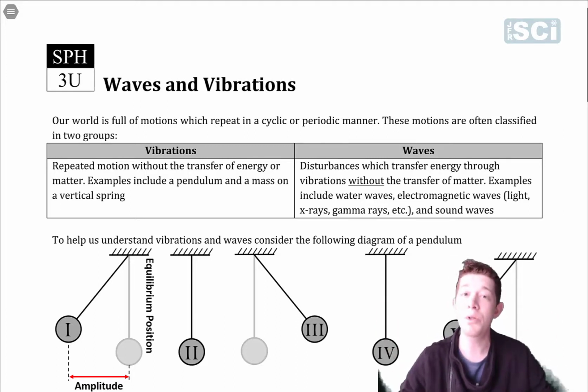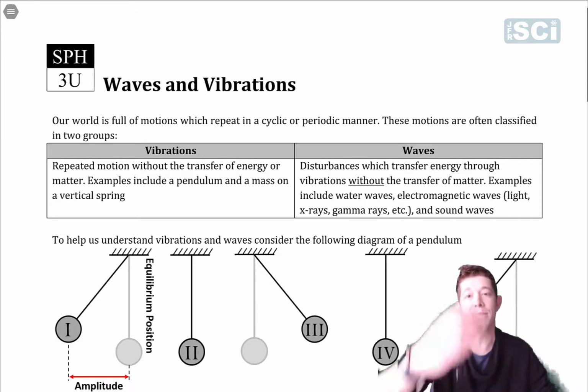These types of motions can be classified into two different groups. The first one is vibrations, which are repeated motions that have no energy transfer or matter transfer. Some examples would be the pendulum on that grandfather clock, or a mass sitting on a vertical spring that just bounces up and down.